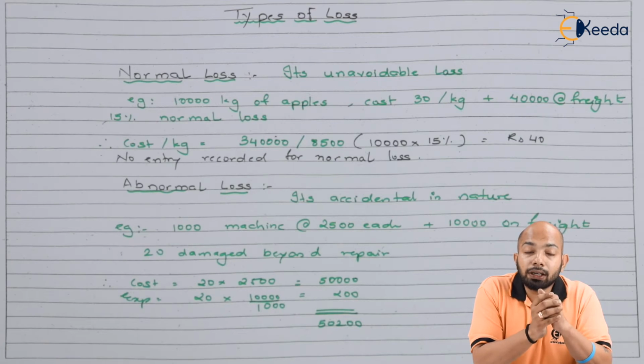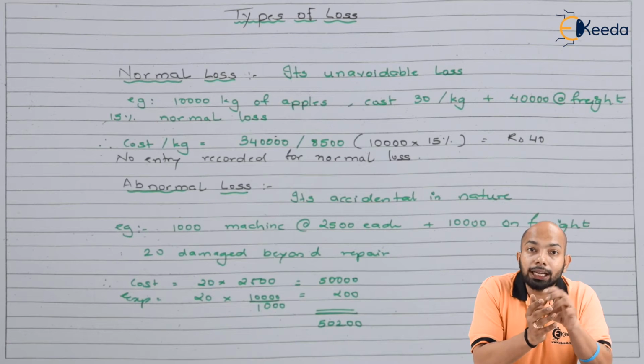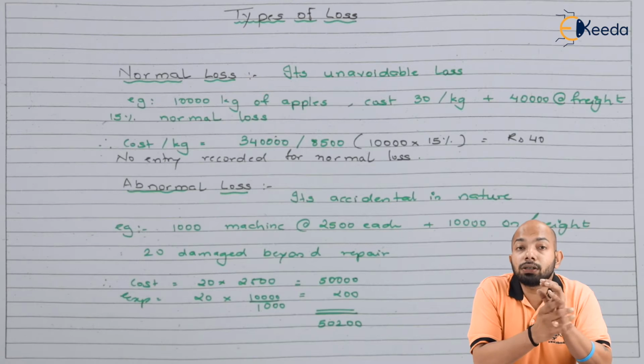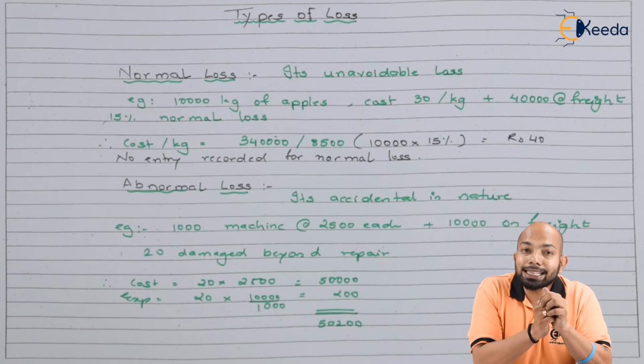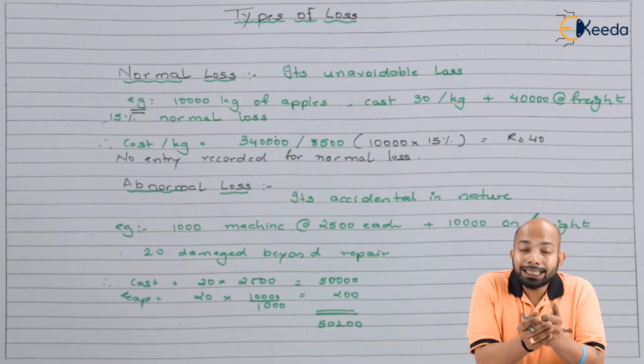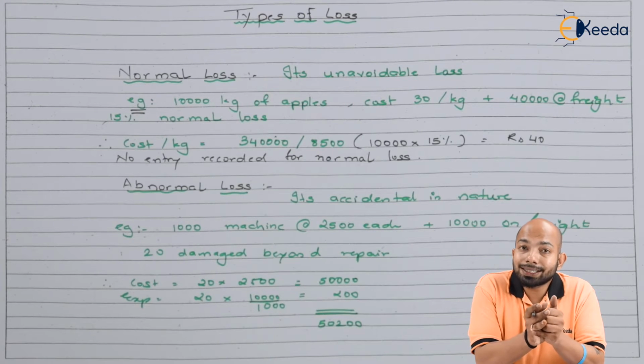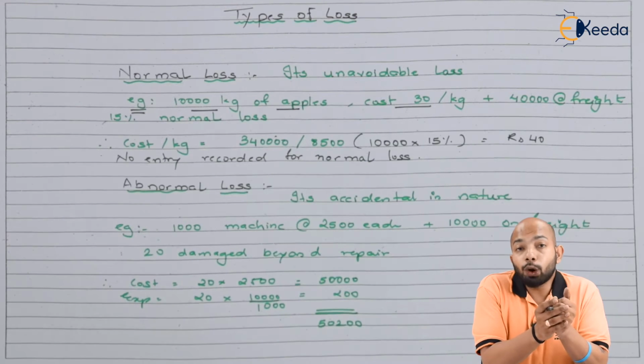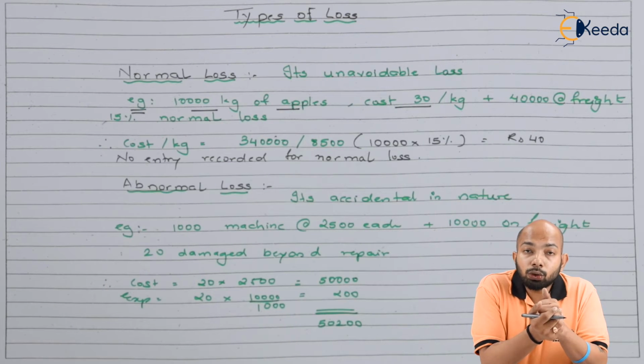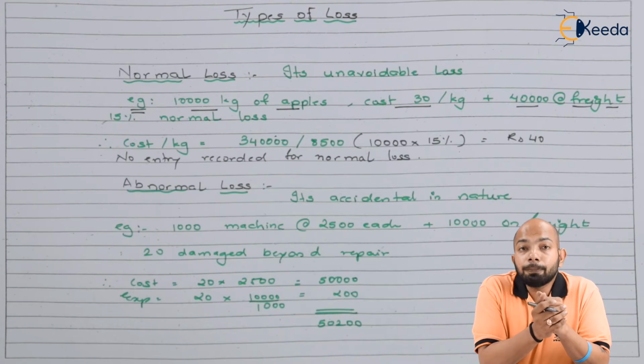To give you an example here, how to define the cost and how to calculate it has to be understood with certain examples. So let's figure out the example for normal loss here. The example states that 10,000 kilos of apples are sent out to consignment. Per kg cost is 30 rupees. On top of that, we have 40,000 rupees being sent out as a freight charge. Now, it states that 15% normal loss is unavoidable. That means by default we'll have 15% normal loss on the quantity of the goods being sent out.